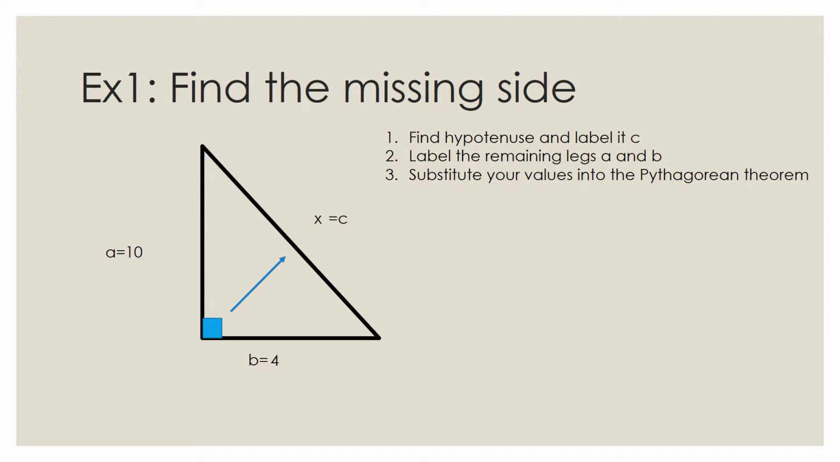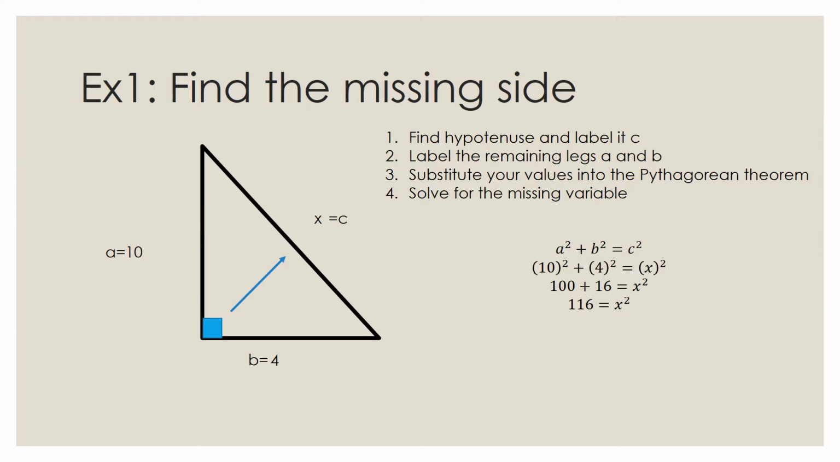Then we're going to substitute our values into the Pythagorean theorem and solve for the missing variable. Our Pythagorean theorem is a squared plus b squared is equal to c squared. I plug in: A is 10, so 10 squared plus B squared, which would be 4 squared, is equal to x squared. We want to make sure we always use parentheses, especially for plugging into the calculator, because we want to make sure that we are squaring that entire value. So I get 100 plus 16, and that is equal to x squared.